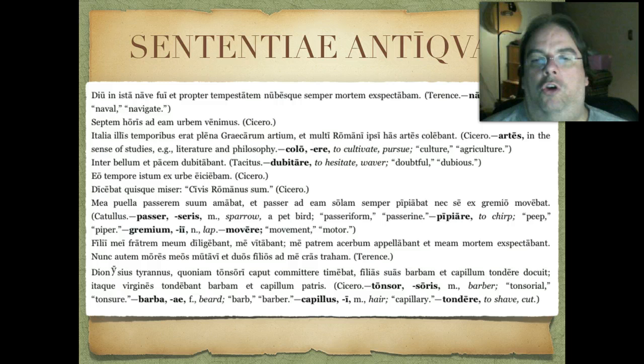That one's a nice one because it tells a little story about Dionysius the tyrant.